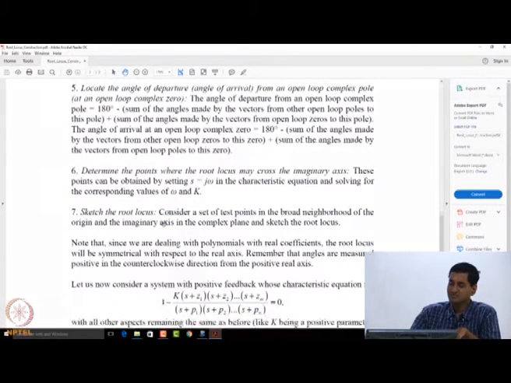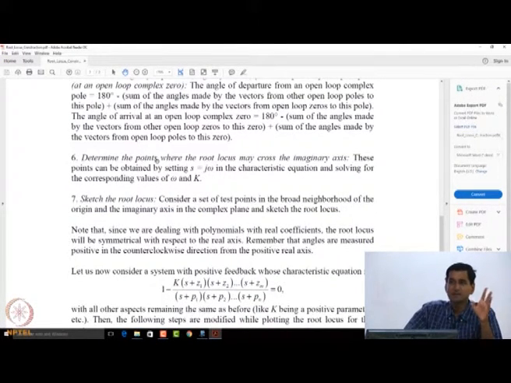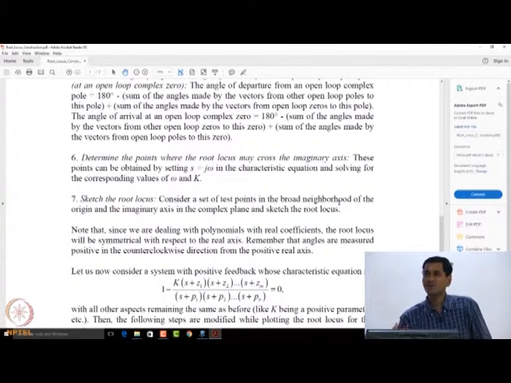So, the final step is to sketch the root locus. By and large, what we need to do is essentially steps 1 to 6. What I expect of you when you draw the root locus by hand is to methodically do steps 1 to 6. By that time you will have an idea, as you keep on constructing root loci, of how to construct the final root locus approximately. The final step is to essentially consider a set of test points in the broad neighborhood of the origin and the imaginary axis in the complex plane and sketch the root locus, which is not very tractable or easy to do by hand, right.